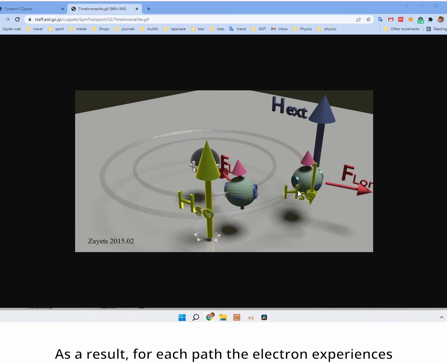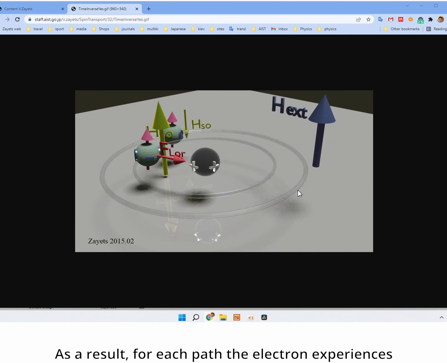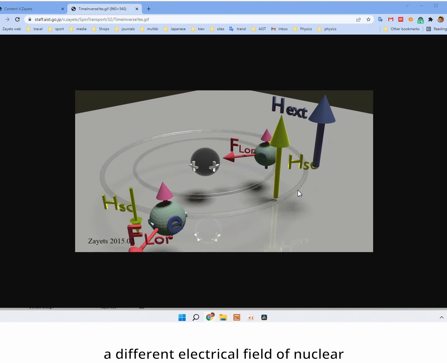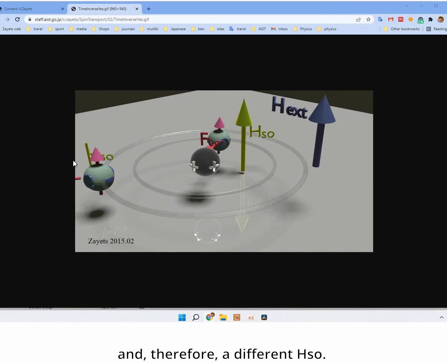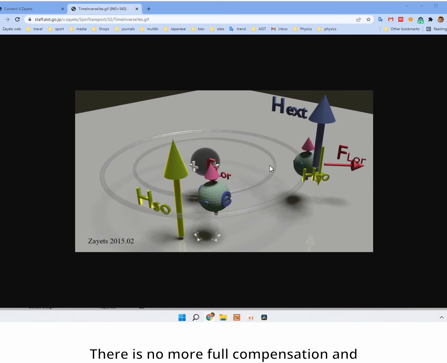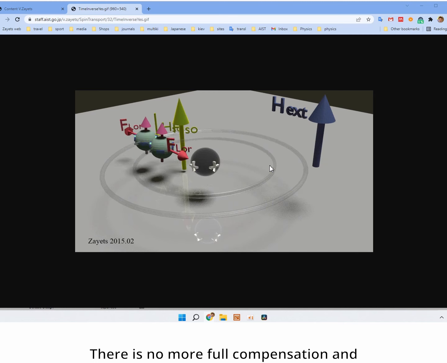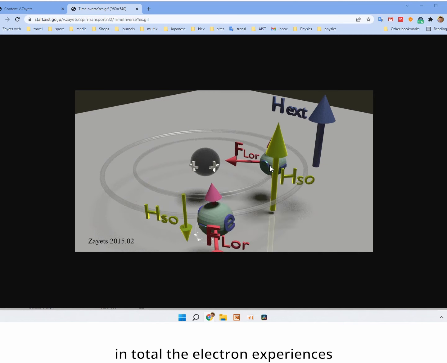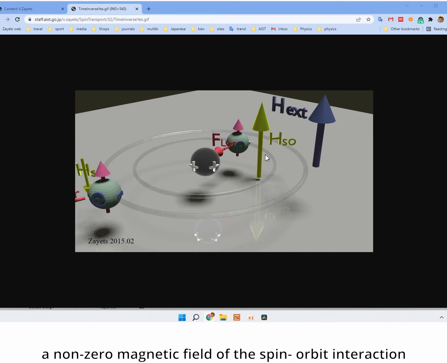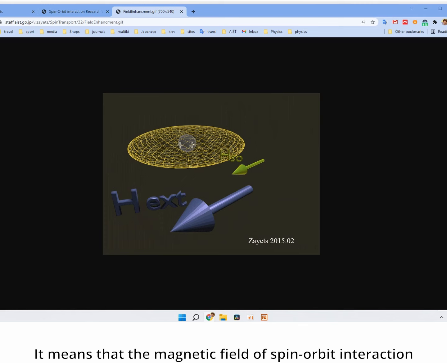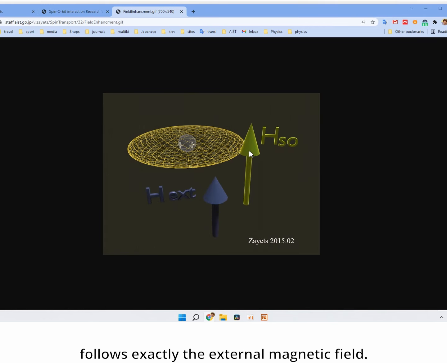As a result, for each path, the electron experiences a different electrical field of the nucleus and therefore a different magnetic field of spin-orbit interaction, shown in green. There is no more full compensation, and in total the electron experiences a non-zero magnetic field of spin-orbit interaction. It means the magnetic field of spin-orbit interaction follows exactly the external magnetic field.